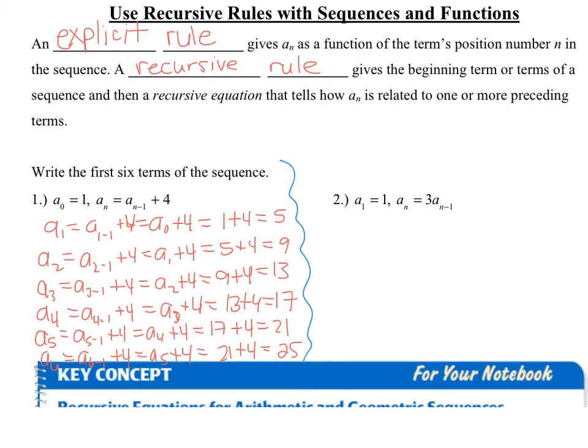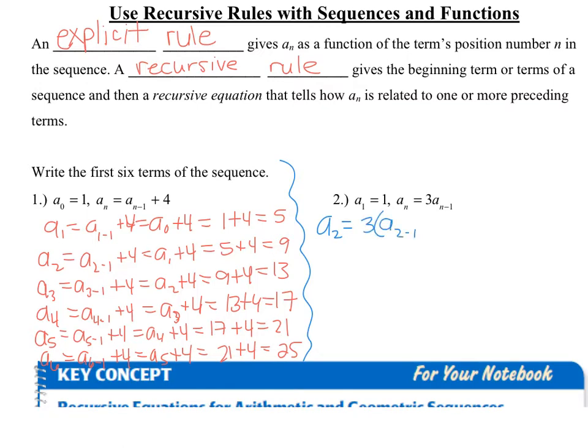Example 2. This time we have a geometric. We're going to take our previous term and multiply it by 3. This one was arithmetic. We just keep adding 4. But this time we're going to multiply by 3. So it's a geometric. They define the first term, so we can start with a sub 2. So a sub n equals 3 times a sub n minus 1.